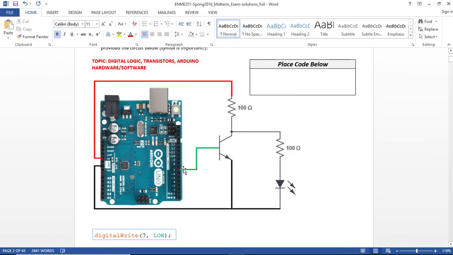So we'll need to effectively turn off the NPN transistor. And to do that, I'll set pin 7 low, right? So there'll be no current flowing through the base here. So the transistor will effectively be off. So all my current will flow through the LED and it'll turn the LED on.